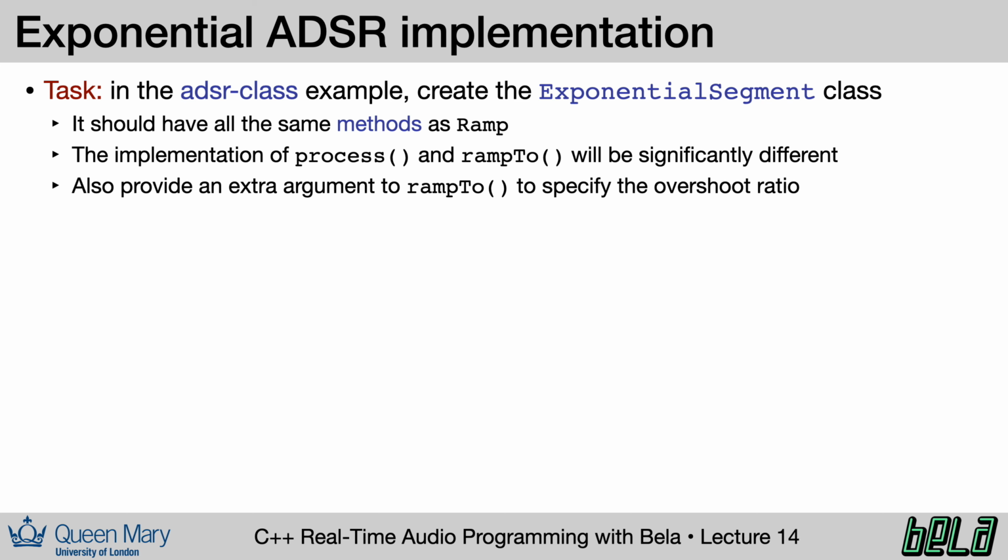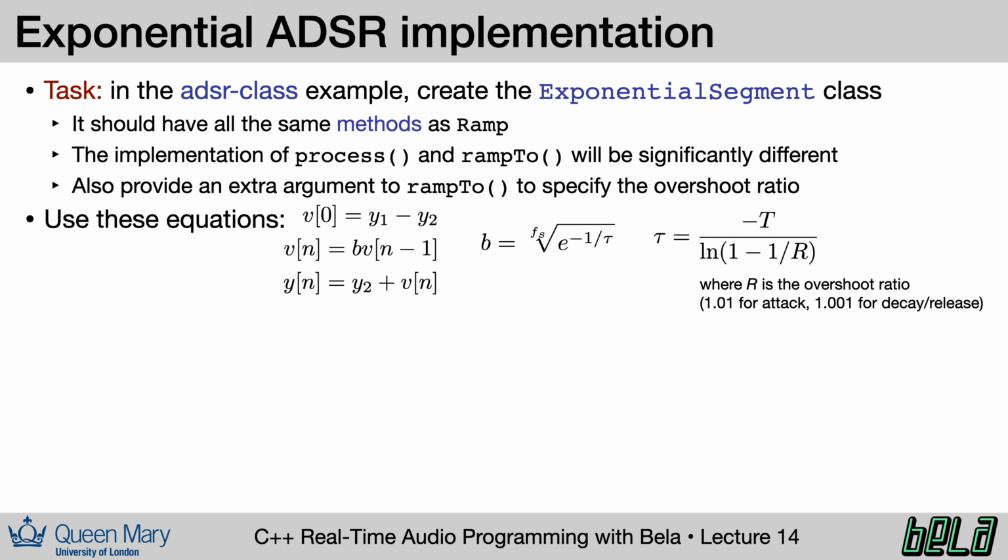That brings us then to the final task of the lecture. In the same example that you previously worked on, called ADSR class, create the exponential segment class. This is a bigger project than the previous tasks because you're going to need to define the new class for yourself in 2 new files. You should use ramp as your example for this, implementing all of the same methods inside exponential segment. However, the implementation of the methods may differ, especially in the process and the ramp2 methods. You'll also need to provide an extra argument to the ramp2 method which specifies the overshoot ratio, which is to say how far beyond the target value you want to go.